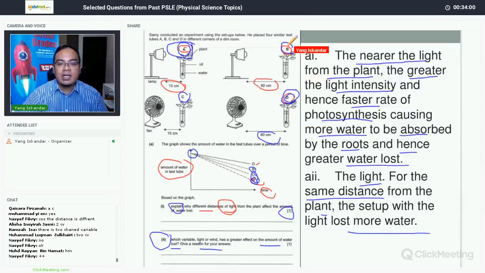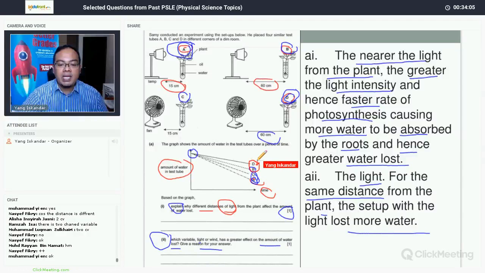Likewise, you can also compare between B and D. Let's take a look at B and D. So B and D here, you can see that B loses more water. The graph goes down more in B compared to D. So you can say here that in B, which is light, for the same distance, it loses more water. Okay, right?